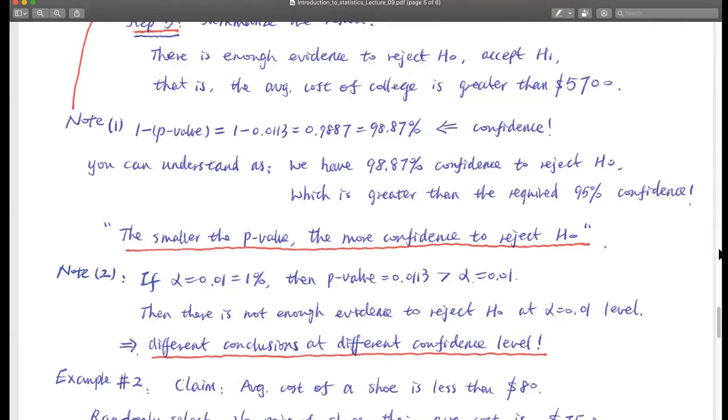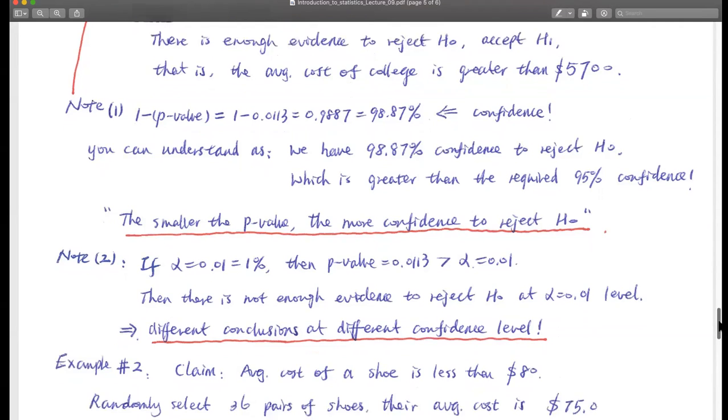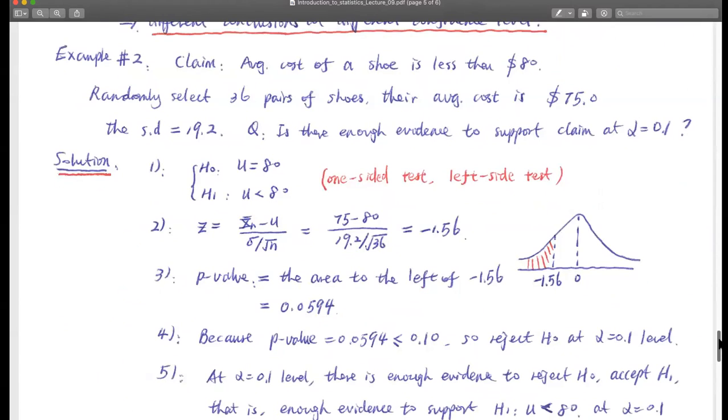All right, let's continue with our example number 2. Let's go over a few more examples here, then we will understand it better and better. Any questions, everybody?